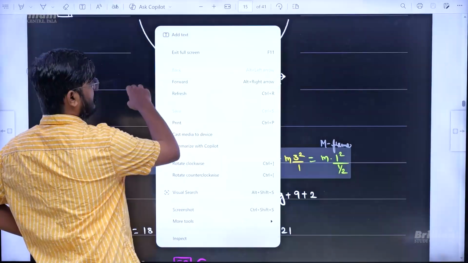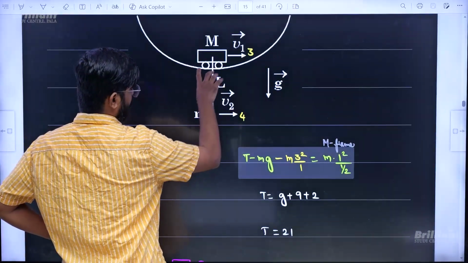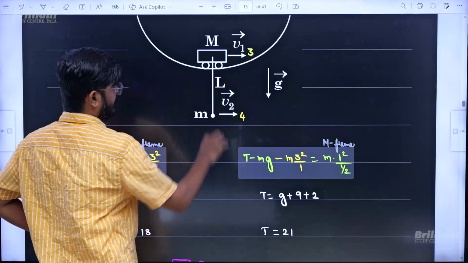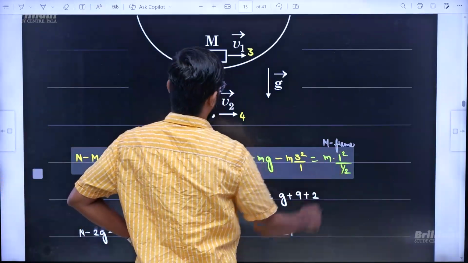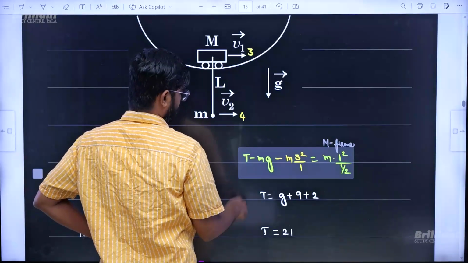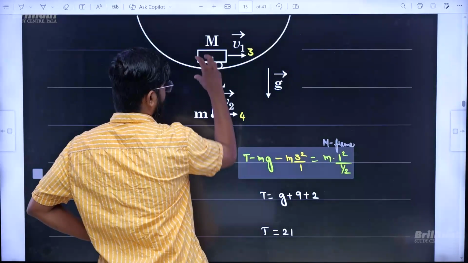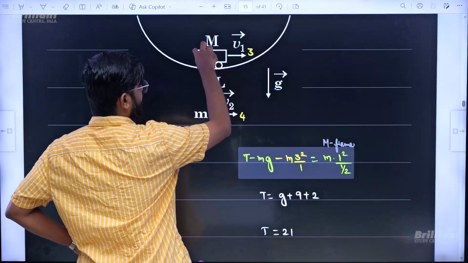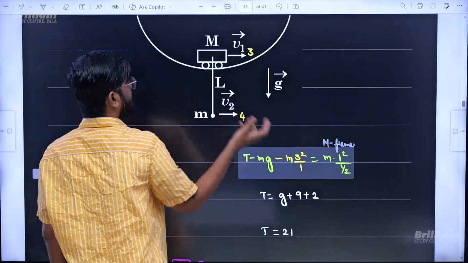Now with respect to trolley, this is going to perform circular motion of radius L. So with respect to trolley, this velocity is 1 and radius is half. Now the real forces on this are tension and mg. But with respect to trolley only, it is going to perform circular motion of this much radius. But as trolley is accelerating, when you observe from this frame, you should include pseudo force.